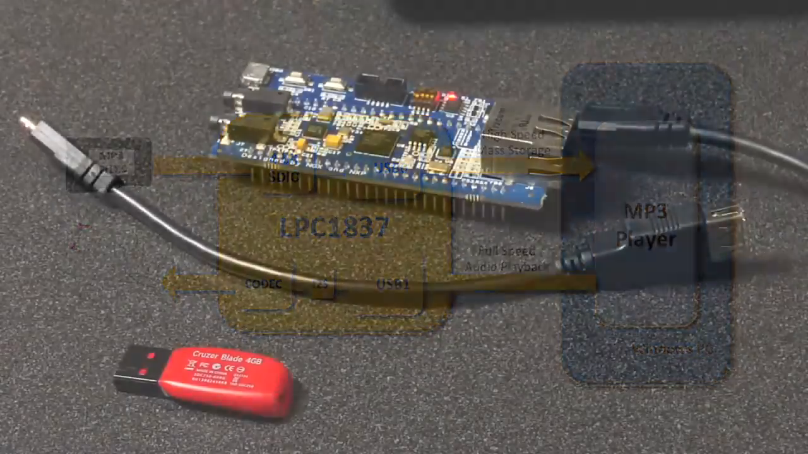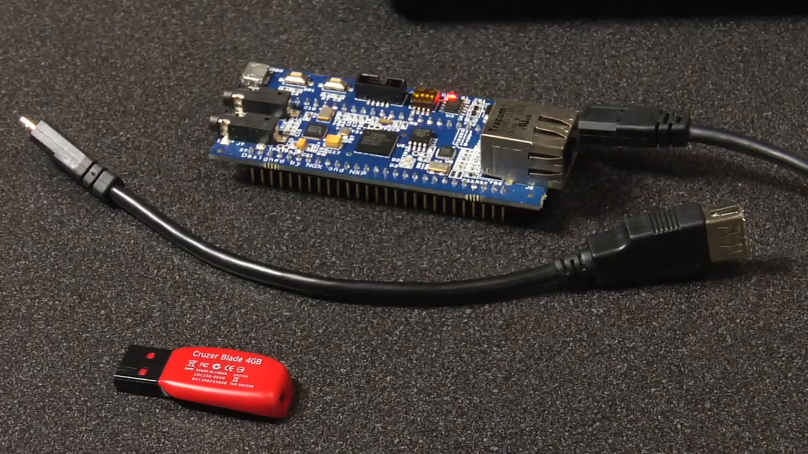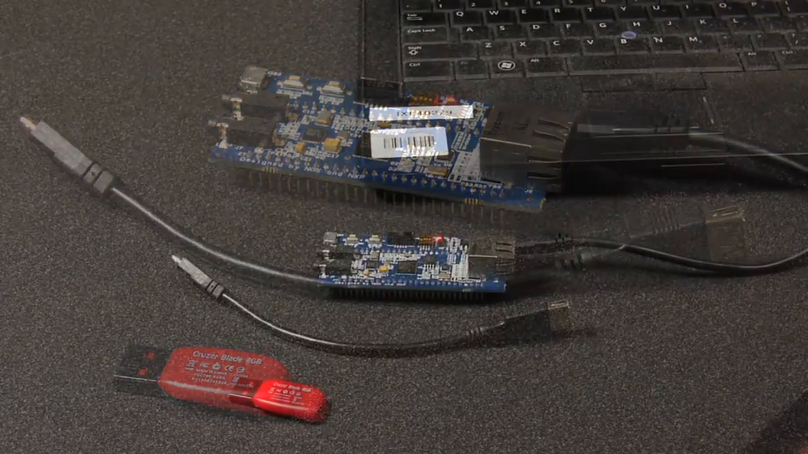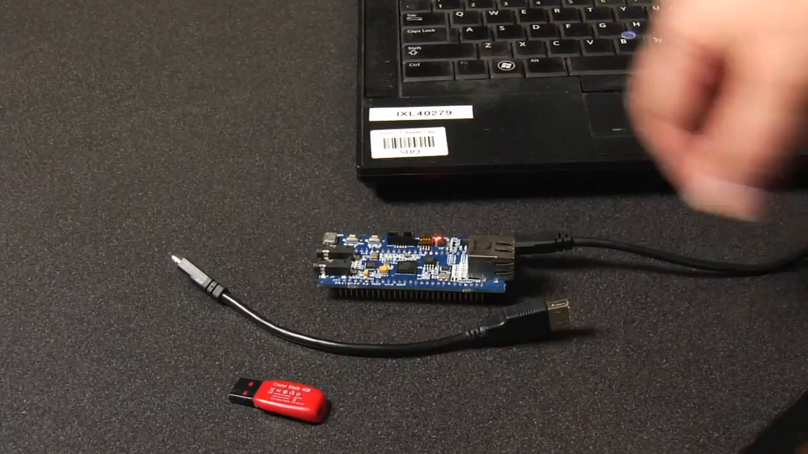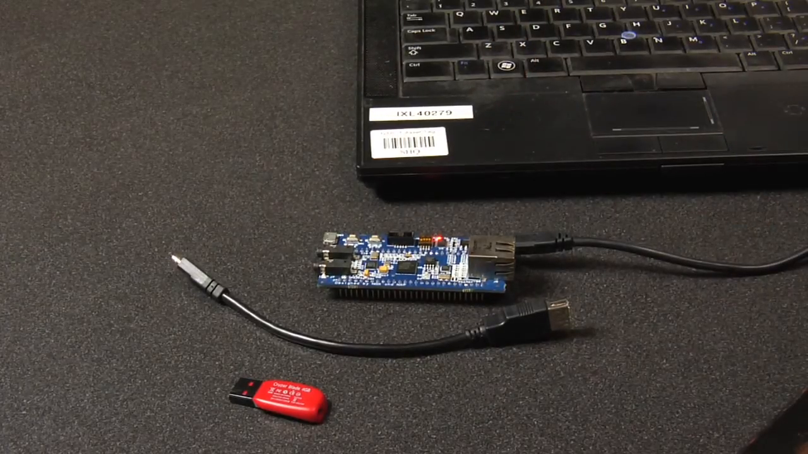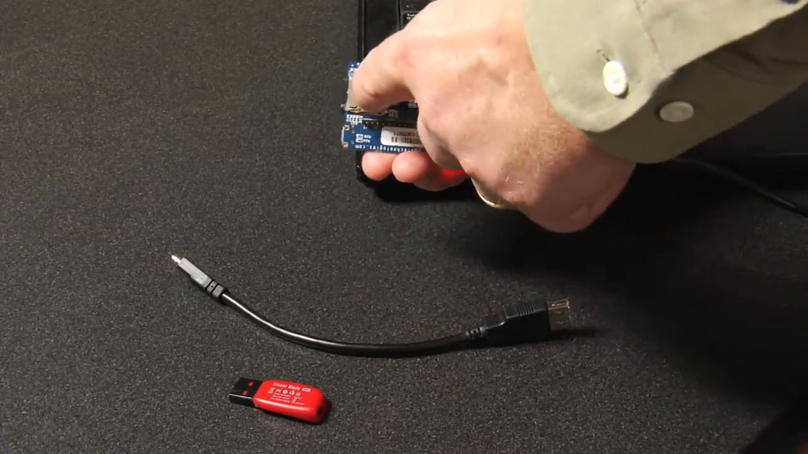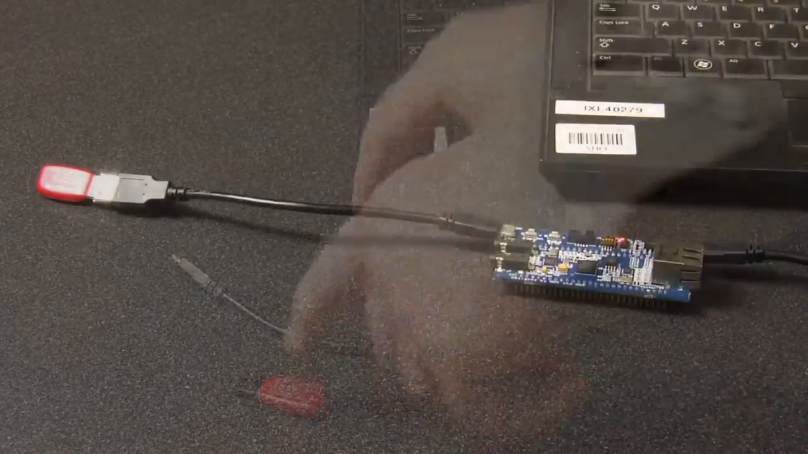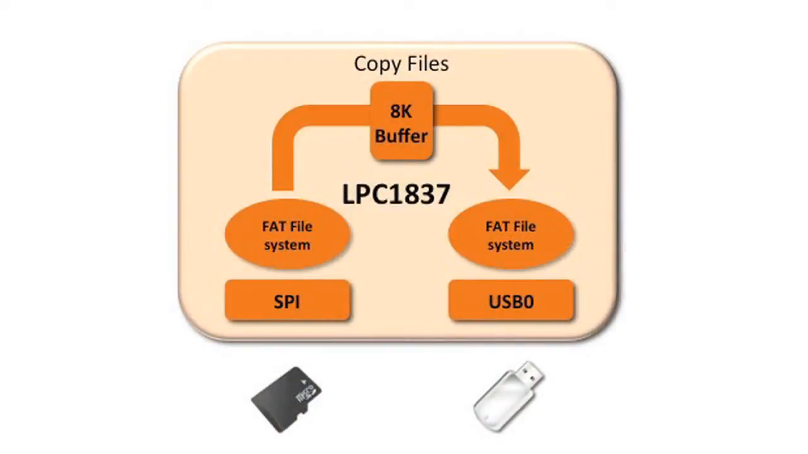The second demo is going to show a dual role application running on USB 0. To show this, we're going to copy the contents of the files from the micro SD card onto the USB stick. This demo implements a file system on both the micro SD card and the USB flash stick. The application enumerates through all the files on the micro SD card and copies them one at a time over to the flash drive. This shows the USB 0 host controller in action.